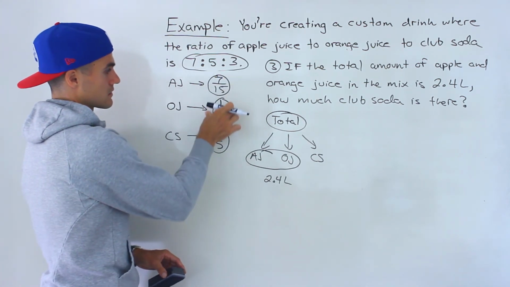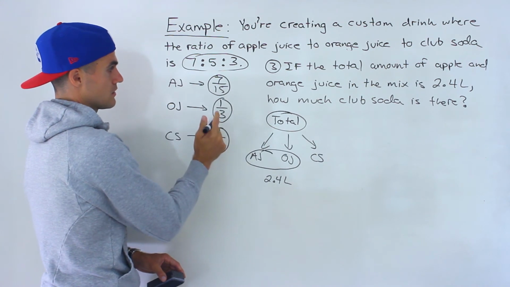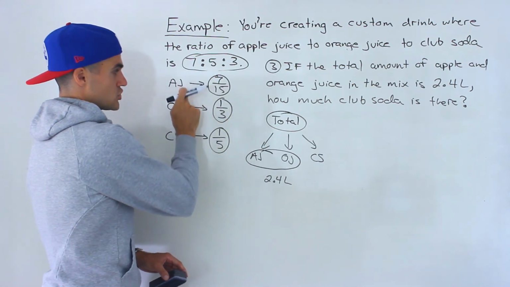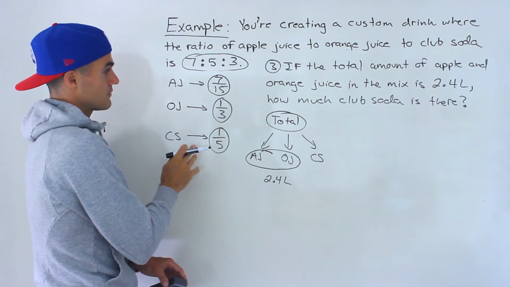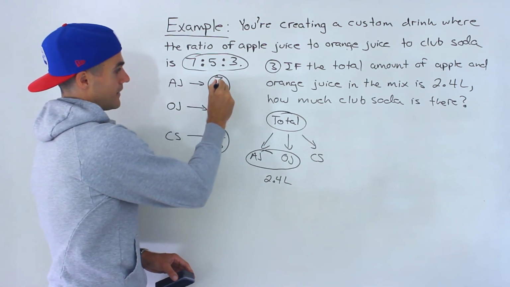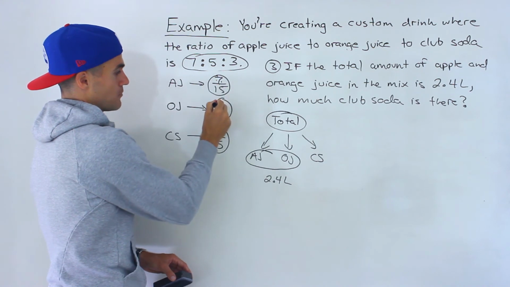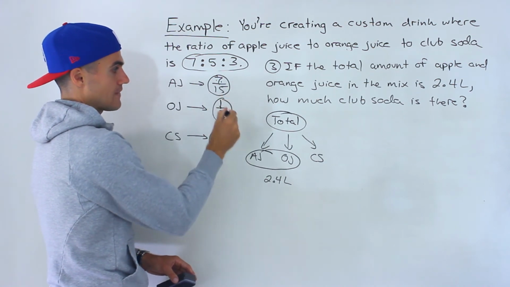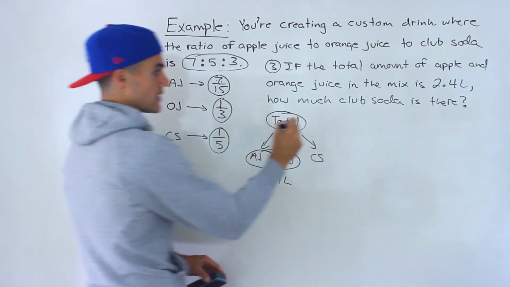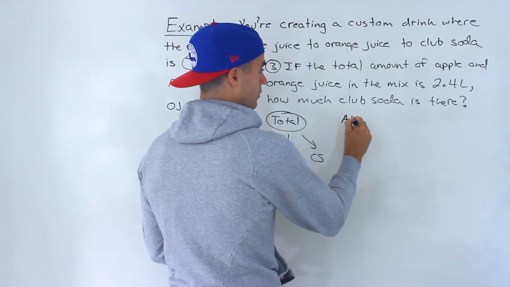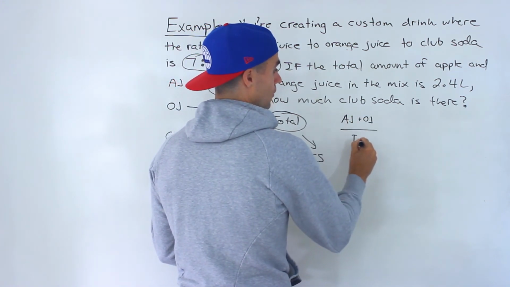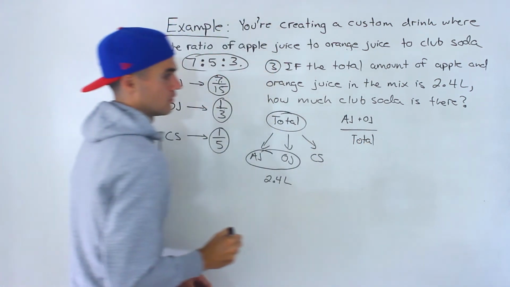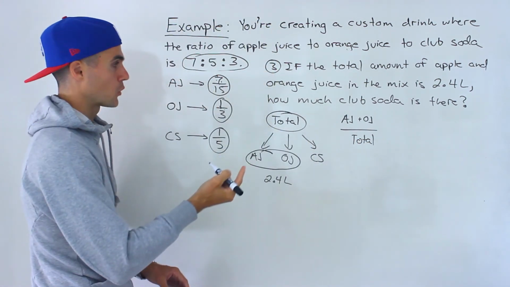Because these ratios, these fractions here, deal with each component separately. And so what we would have to do is actually add up these two fractions of apple and orange juice. And then what we would end up with is a ratio of apple juice and orange juice to the total. And then we could work with that.